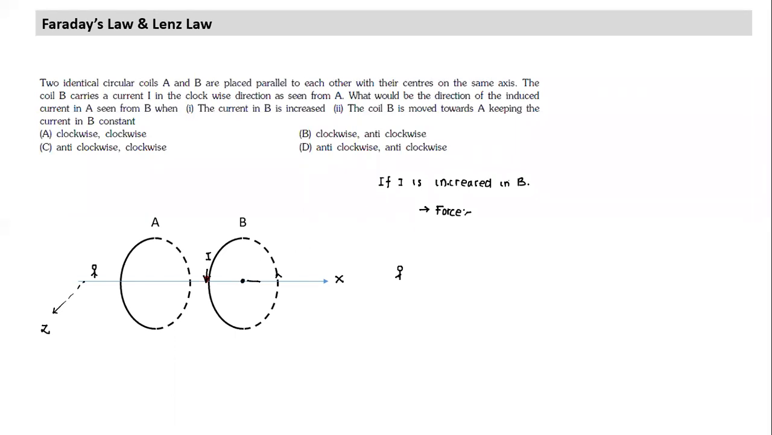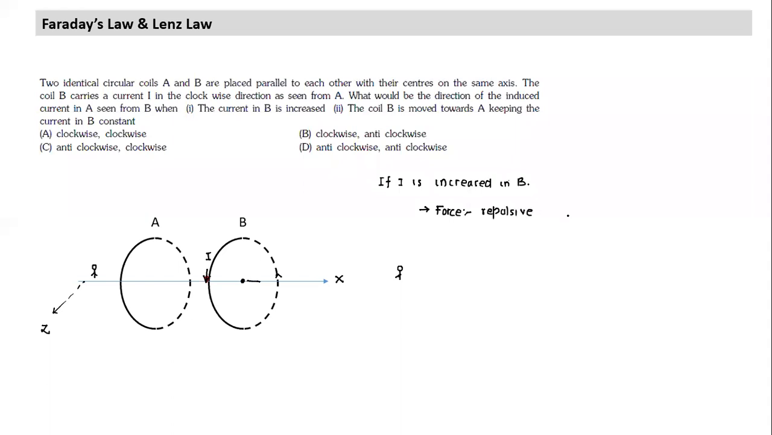See, what is happening when current is increasing? Flux is increasing. If the current increases, flux increases. How do you oppose the increase in flux in terms of force? By bringing it closer, or forcing it away? Forcing it away. The force would be repulsive.